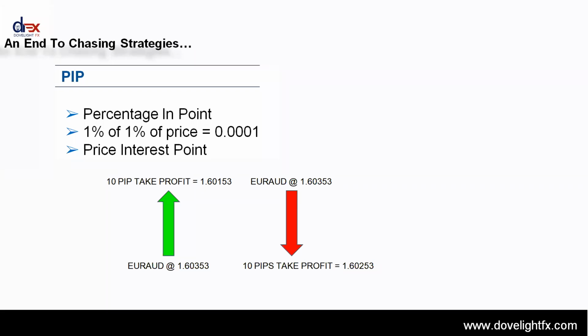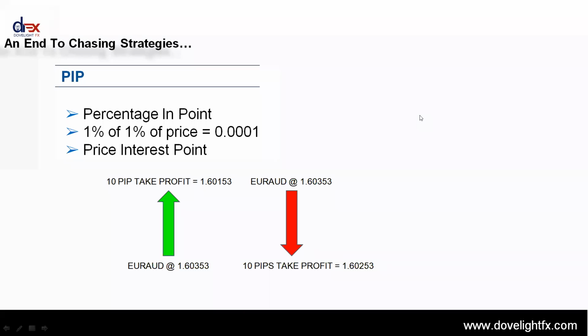So a PIP in the Forex market is a percentage in point. It is the smallest change in the movement of the price of an asset. So in the Forex market, you can have, let's say, $1 equal to 498 naira. Let's say a 1 naira movement is the smallest change that can occur in that market. So that's what we call the percentage in point. It is also 1% of 1% of a price, which is equal to 0.0001, and it's also called price interest point.